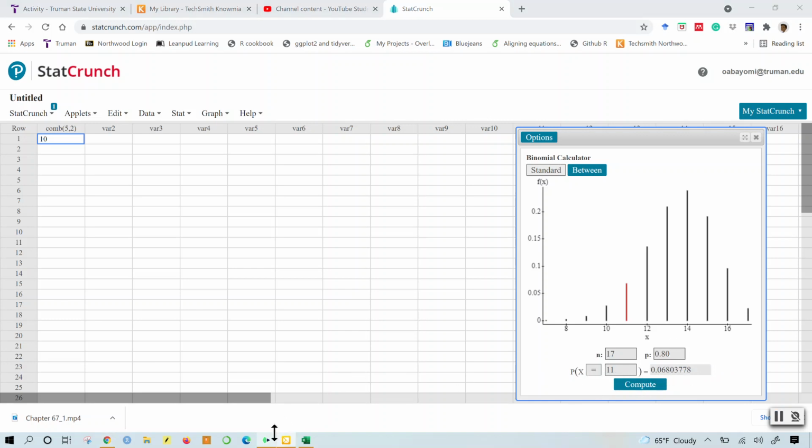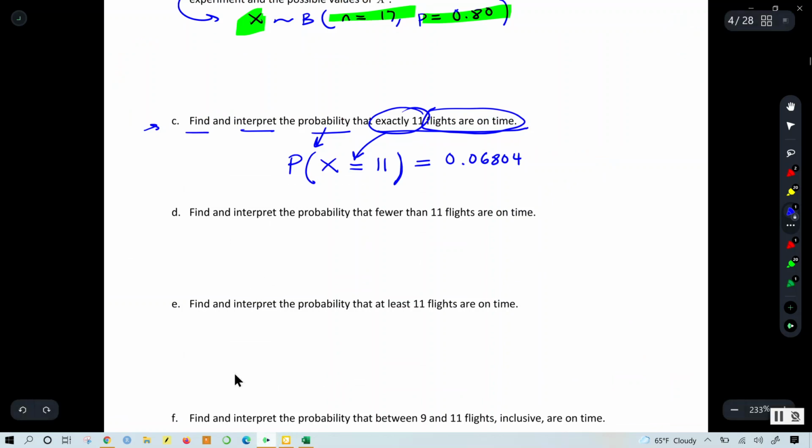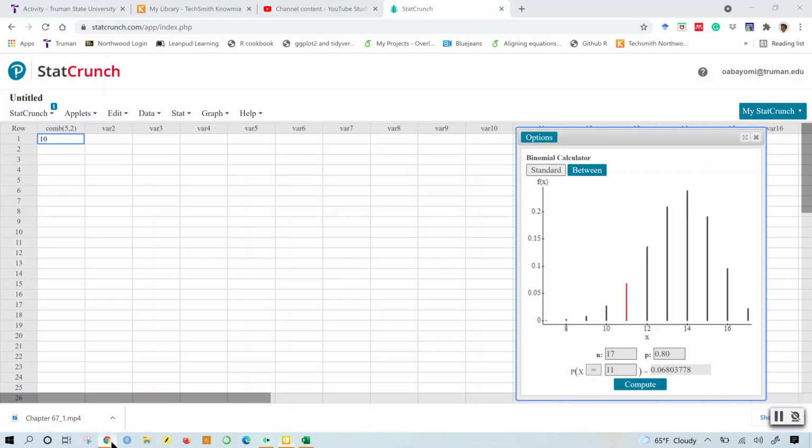With that computation done, back to my working board, I would like to find and interpret the probability that fewer than 11 flights are on time. So what is fewer than 11 flights here? Probability that X is less than 11. That will start from 0 up to 10. In order to compute this, I'll go to StatCrunch again, and I'll change this to less than 11 in this case. And immediately the probability updates.